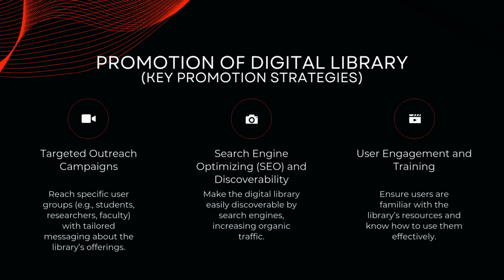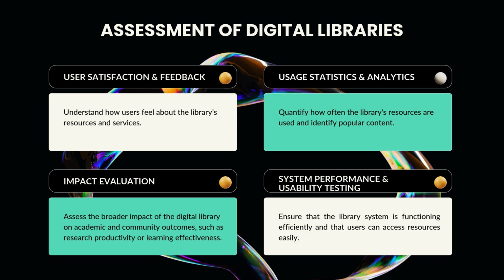This slide focuses on the assessment of digital libraries, which combines measurement and evaluation to determine overall performance and effectiveness. The first assessment area is user satisfaction and feedback. This area examines how users perceive digital library resources and services. For example, feedback collected through surveys may indicate whether users find the system easy to navigate or whether the available resources meet their academic needs.